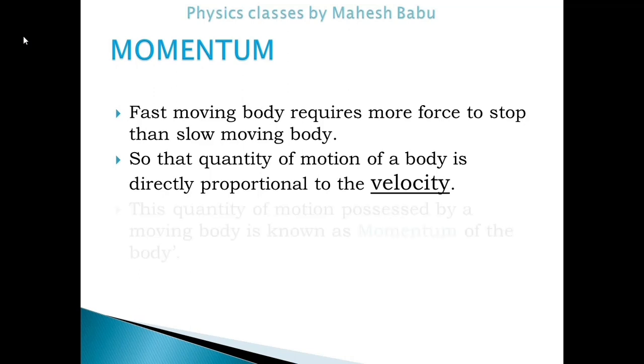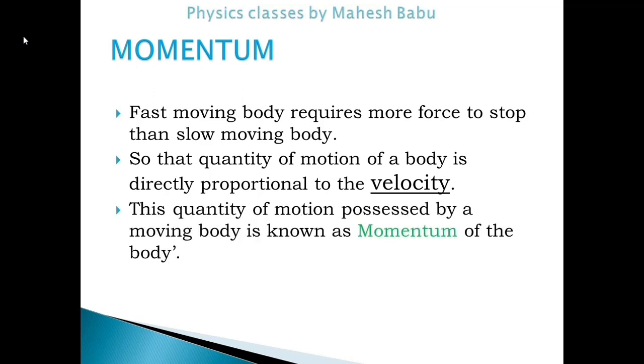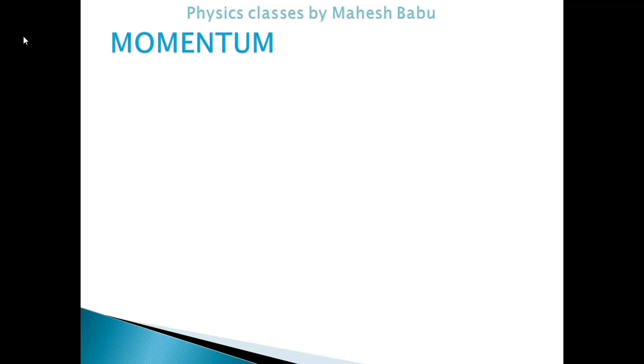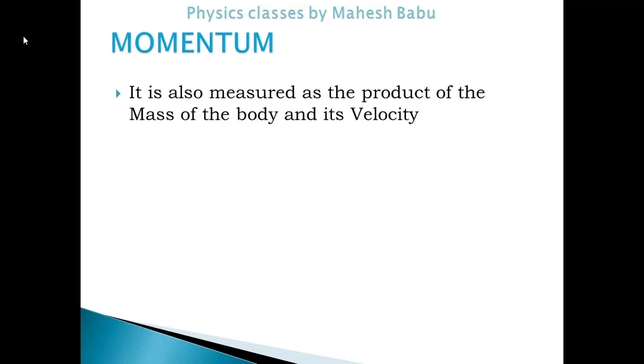So this quantity of motion possessed by a moving body is known as momentum. Momentum is the product of mass and velocity. Mass is denoted by the letter m, velocity by the letter v. So p is momentum, and p equals m into v.